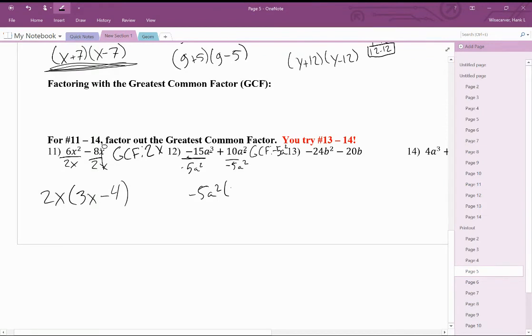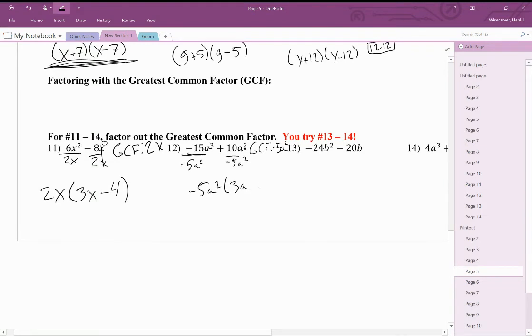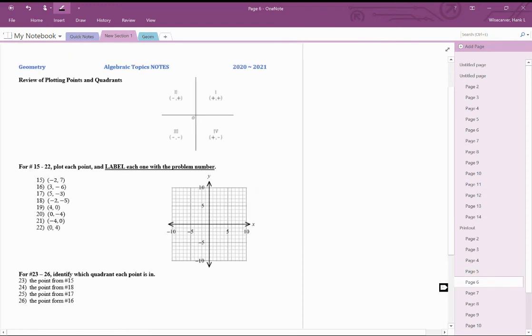Negative 15 divided by negative 5 is 3. A cubed divided by a squared is just a. Minus, the sign's going to switch because 10 divided by negative 5 is going to give us negative 2. A squared divided by a squared, anything divided by itself is 1. So we are done with that problem now. All right, next page, knocking it out.